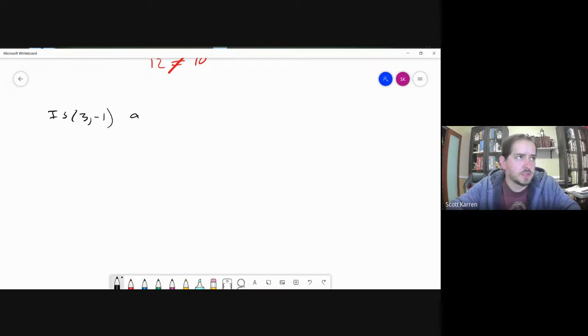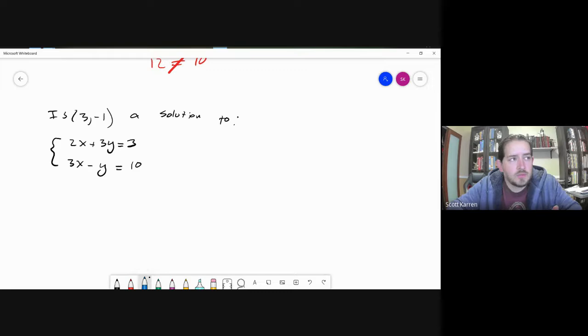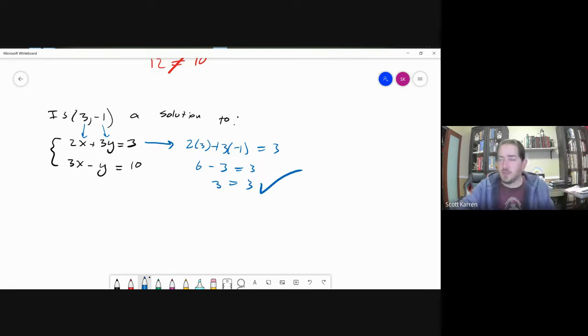Is 3, negative 1 a solution to the system of equations 2x plus 3y equals 3, and 3x minus y equals 10? Well, we try it. Put the x value into the x, the y value into the y. That would be 2 times 3 plus 3 times negative 1 should equal 3. This is 6 minus 3 equals 3, and we can see that it does. So it's a solution to the first equation.